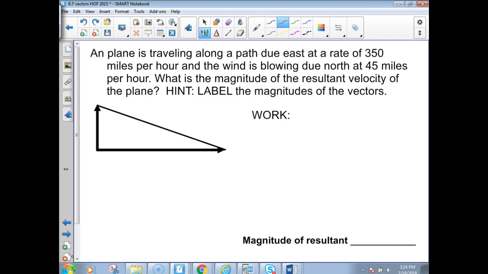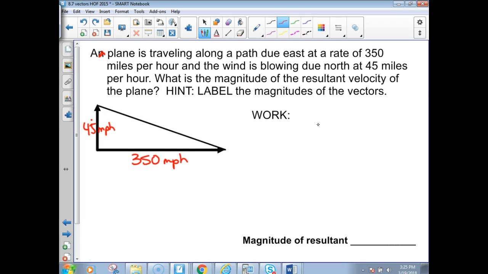Okay, so number 9 says a plane. A plane is traveling along a path due east at a rate of 350 miles an hour. This would be your due east. And the wind's blowing due north at 45 miles an hour. What is the magnitude of the resultant velocity of the plane?